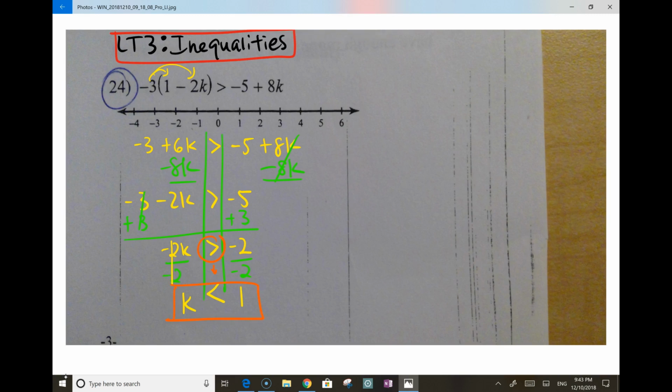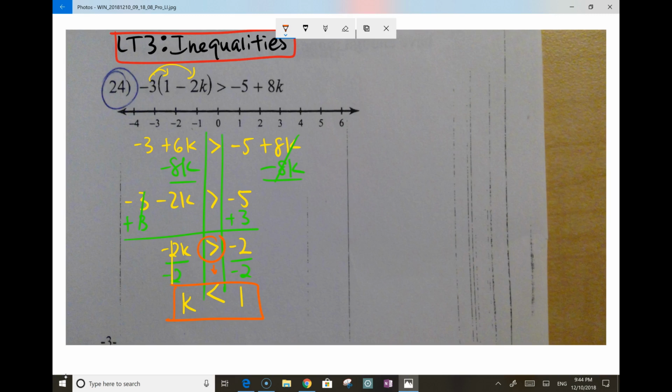This is our solution. And what this means is that the value of k can be any number you want it to be, with the condition that it is a value less than 1 or smaller than 1. That's a condition. So if you meet that condition, you can pick anything in the known universe of numbers for k to be, as long as it's not something that is 1 or bigger. It can be anything less than 1.